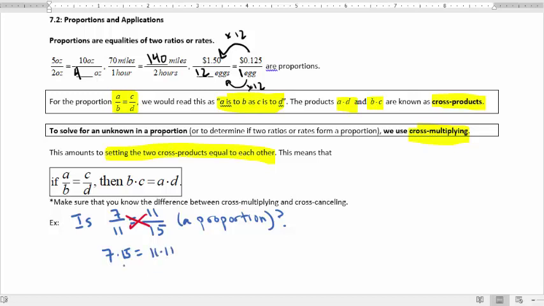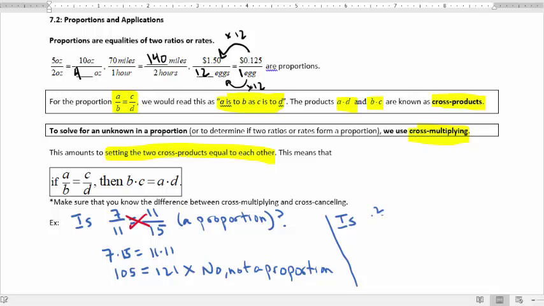I don't know. Well, 7 times 15 is actually 105, and 11 times 11 is 121. So 105 is definitely not equal to 121. So that's not right. Therefore, no, it's not a proportion. So when you're testing for a proportion, you're basically just cross multiplying and making sure that the cross products are equal. So how about another one?